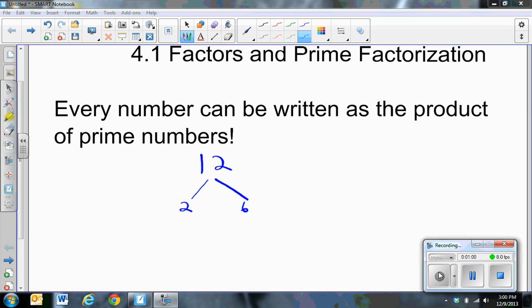Okay? Now 2 is already prime, so I'm just going to bring down 2 because it's prime, and I want to reduce 12 to only prime numbers. Okay? I can branch off of 6. 6 is composite, and 6 factors into 2 times 3. So I'm finished. I have reduced 12 to its prime factors, 2, 2, and 3. So 12 can be rewritten as 2 times 2 times 3, and I can simplify that using exponents and write that as 2 squared times 3.